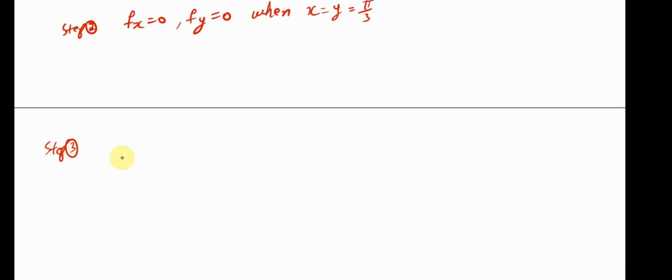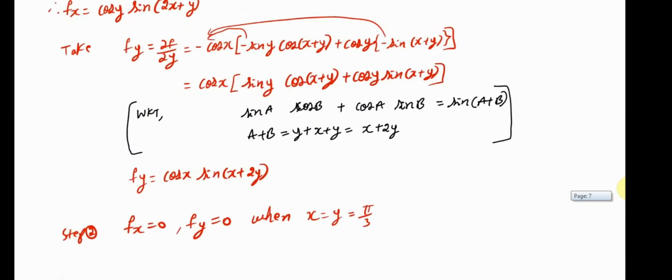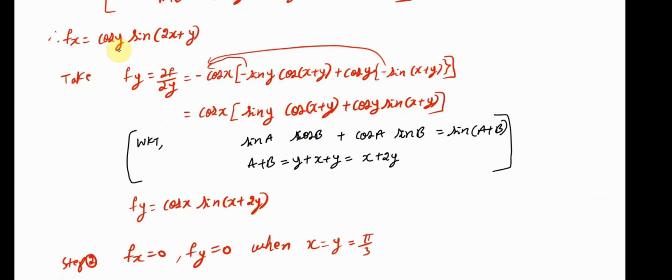That is, I'm going to find a, b and c. Okay, so let us find a, b, c quickly. So a, we know that a is equal to fxx, which is equal to ∂²f/∂x². I'm going to differentiate this 2 times, keeping y as constant. So just now we have done x. So here you can see cos y is constant. Only have to differentiate sin(2x + y).